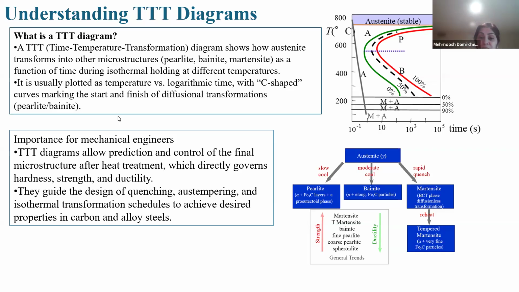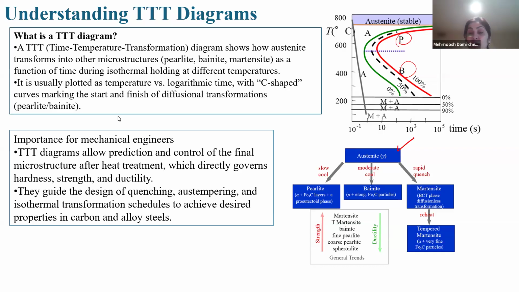Another thing that I want to talk about is the properties that you can see here. I tried to cover all aspects. For example, we have austenite, and we have different cooling rates. For example, if we have slow cooling, we reach pearlite. Do you see here, P means pearlite? And if moderate, we reach bainite. And if rapid quenching, we reach martensite.